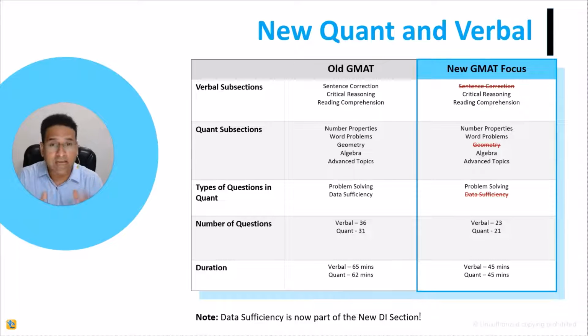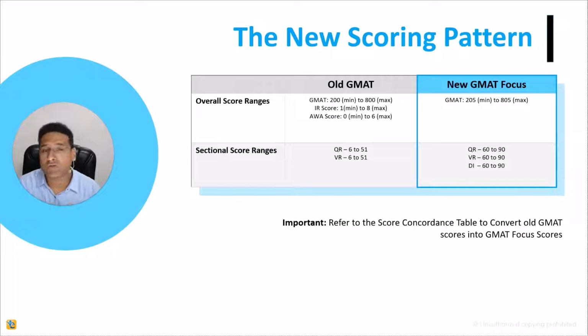In terms of the types of questions in quant, earlier there used to be 2 types: problem solving and data sufficiency. But as you already know, with the data sufficiency type questions being migrated to the data insights section, quant now only consists of problem solving questions. Now that we've understood the pattern and the sectional breakup of the examination, let's draw our attention to the brand new scoring pattern of the GMAT Focus Edition.